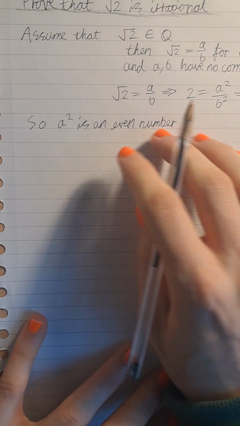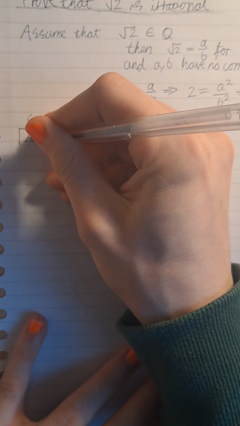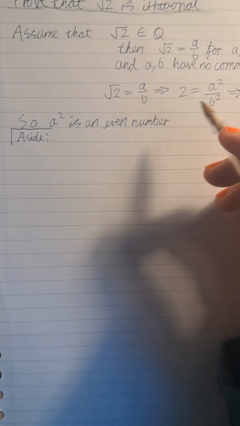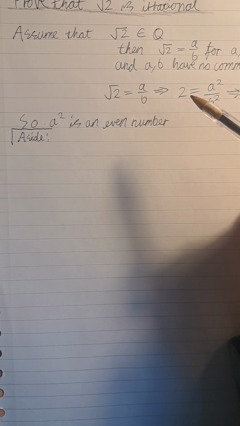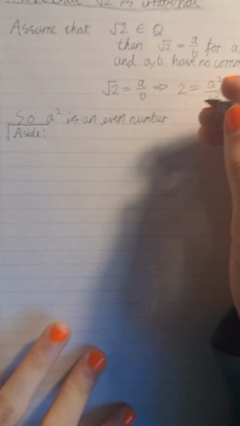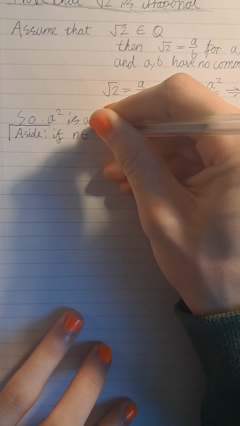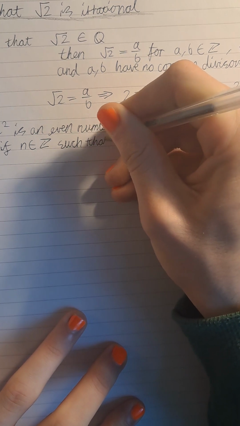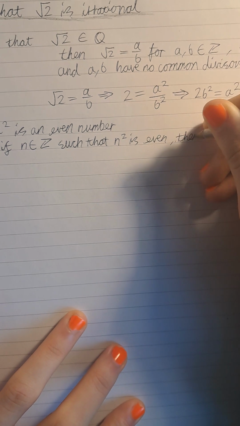Right then, so there's a nice little place to take a little break, and we're going to have a little note here. It's like a proof within a proof. Now a lot of people, when they do this proof, just assume that if a squared is an even number, then a must be an even number. But I'm going to go a little bit further. I'm going to prove this as well, by using this little note here that I'm making. So if n, I'm just going to use n instead of a, is an integer such that n squared is even, then n is even.